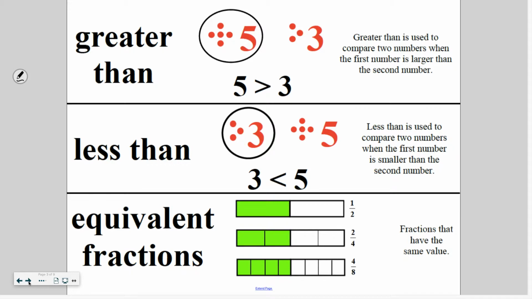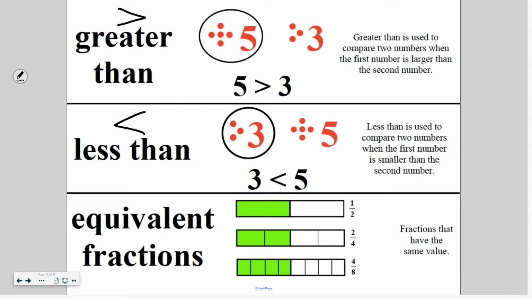The greater than symbol, which is this one here, is used to compare two numbers where the first number on the left side is bigger or greater than the number on the right side of that symbol. Less than is the symbol here, and it's the opposite. When the first number is smaller or less than the second number, we use this symbol.